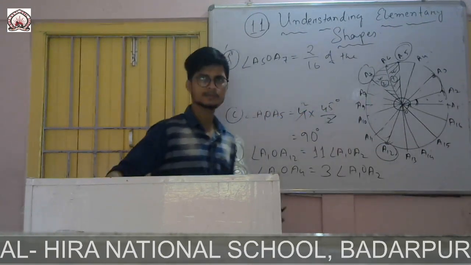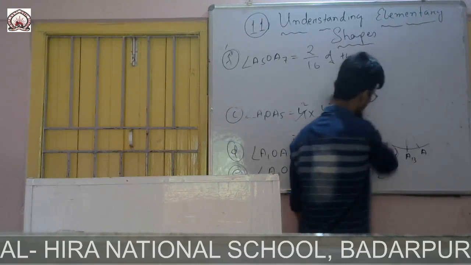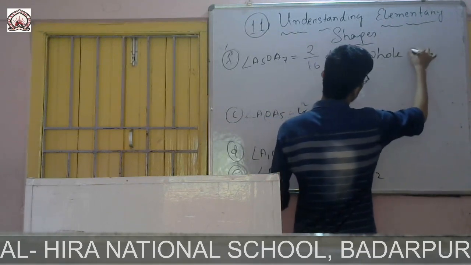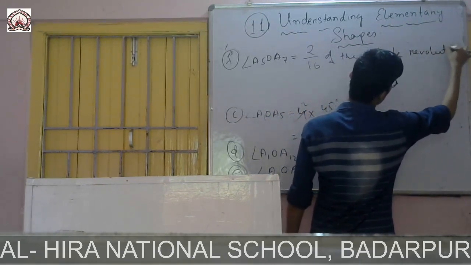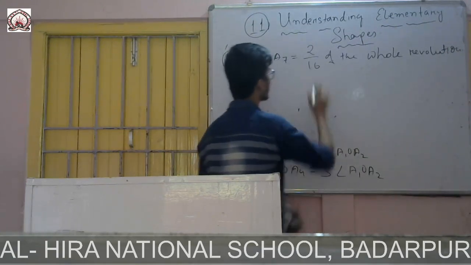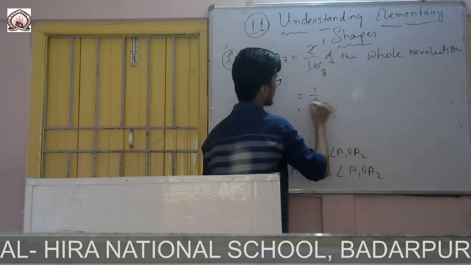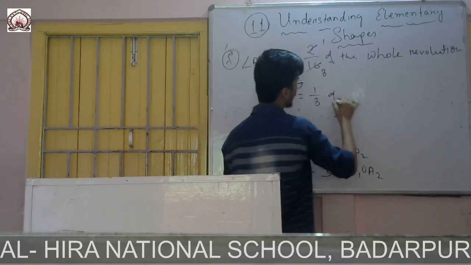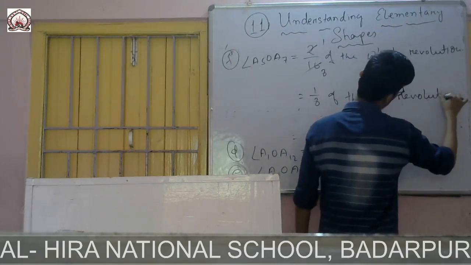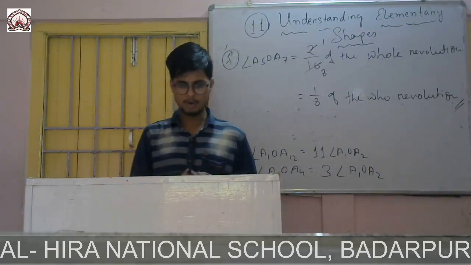Of the whole revolution. So if I convert it to the simplest form, 2 1s are 2, 2 8s are 16. That means 1 by 8. 1 by 8 of the whole revolution. This is the answer.